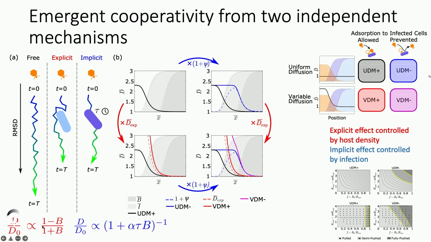In the UDM minus model, the steric effect is not there. We didn't put it in. There's only the implicit effect, which depends on this product alpha tau b, so a constant alpha tau b gives you these lines that then give you the transition from pull to semi-push, then eventually push waves.